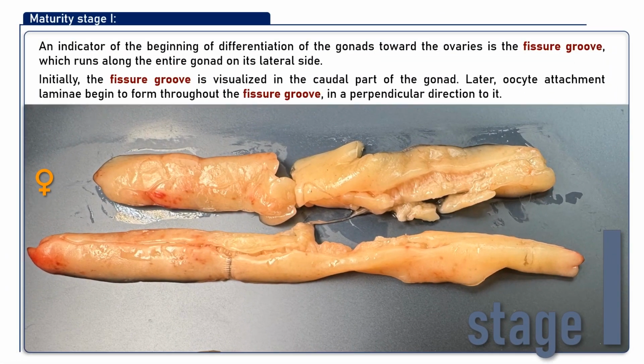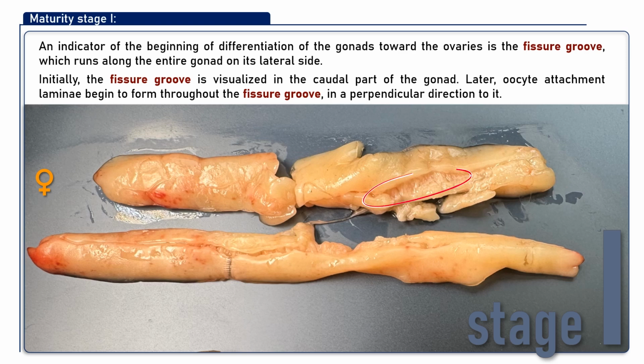At this stage, changes in the anatomy of the gonads that appear to be typical of one of the sexes become discernible. In females, such a visual indicator is the fissure groove, which runs along the entire gonad on its lateral side. The development of the gonads in the female direction is most pronounced at first in the caudal part of the gonad, i.e. just where the amount of adipose tissue is the least.